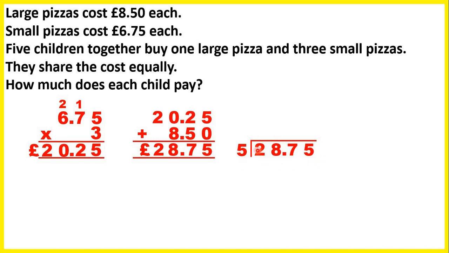£28.75 by 5. So we copy up the decimal point. 28 divided by 5 is 5, remainder 3. 37 divided by 5 is 7, remainder 2. And 25 divided by 5 is 5. So that means each child pays £5.75, because that means they pay £28.75 altogether, and that's the cost of 3 small pizzas and 1 large pizza.